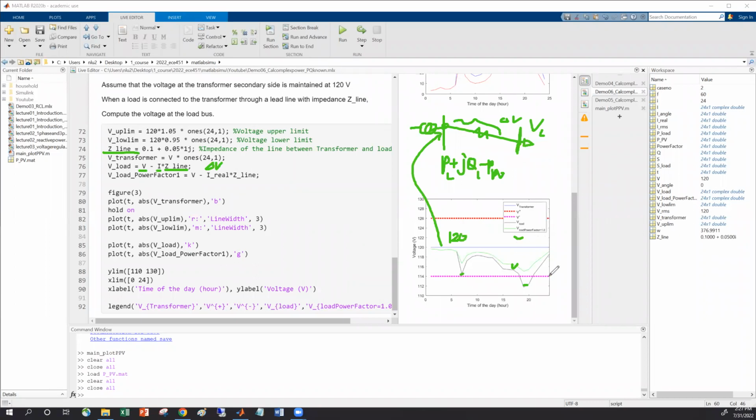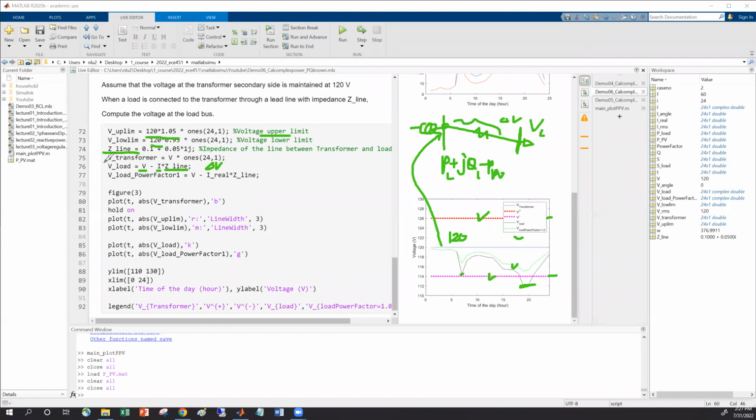You can see that our required voltage is plus or minus 5% of the nominal value. The nominal value is 120. So your upper limit is 120 times 1.05, and your lower limit is 120 times 0.95. This is the upper limit, this is the lower limit. What I want to see is, when the load current increases, whether the voltage at the load bus will drop below the low limit.